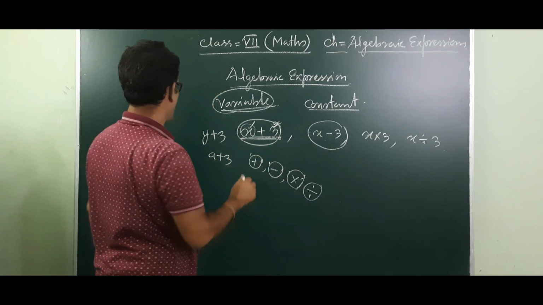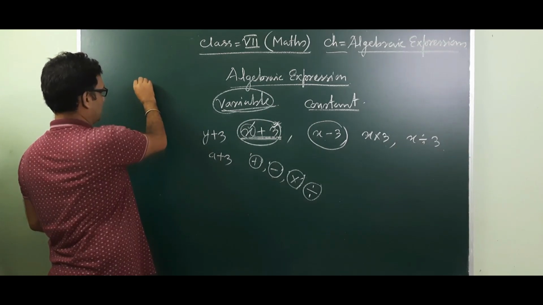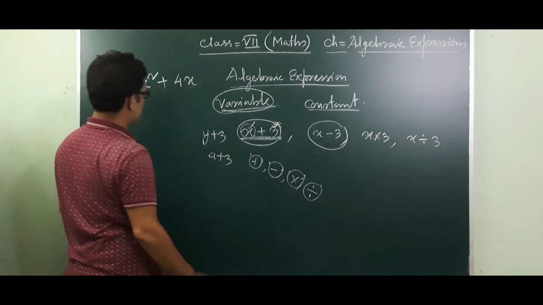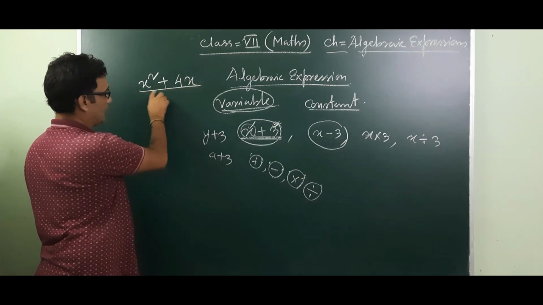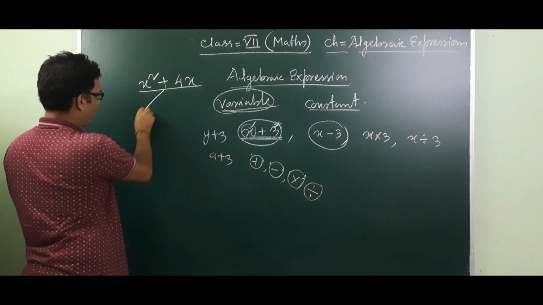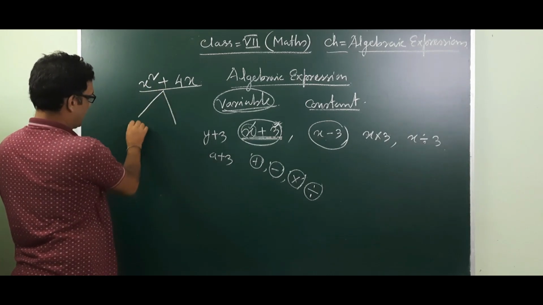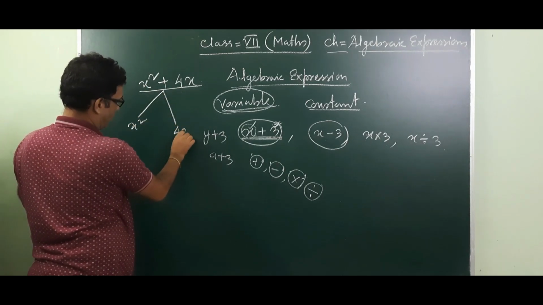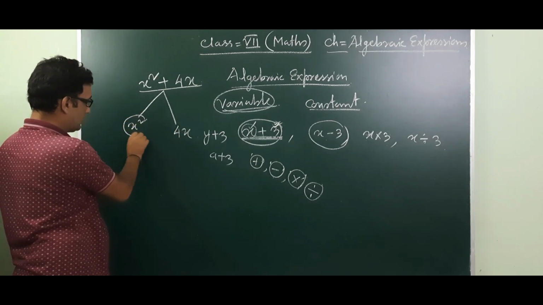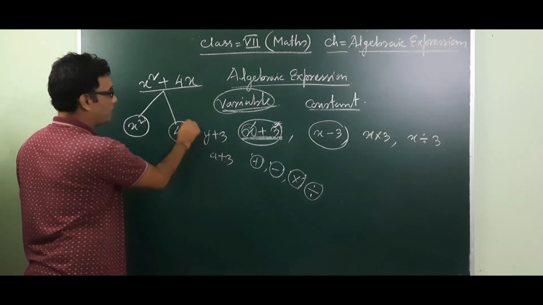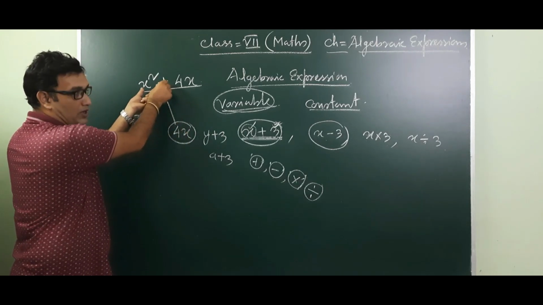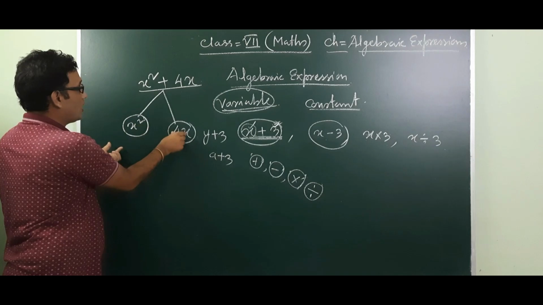Now suppose one algebraic expression, for example x square plus 4x. X square plus 4x is your algebraic expression. So how many terms are there? From here you will find out. First x square, and on this side 4x. That means you get x square on one side and 4x on the other, because these two terms are joined by the plus sign. So these two are called terms.